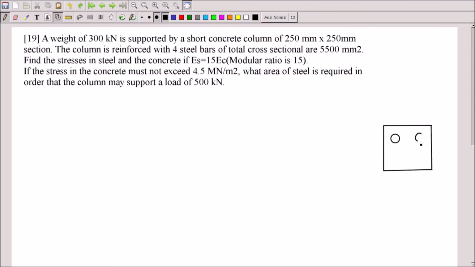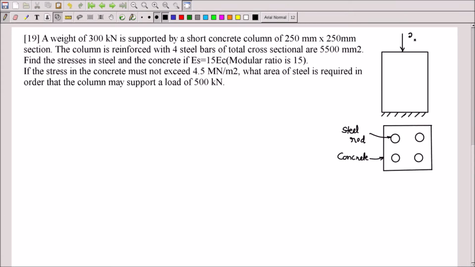So there are 4 steel bars of total cross-sectional area 5500. Normally they will be circular in cross section, so they are like this. 4 such bars. So these are steel members, and this is concrete. I have given the detailed sketch, top view and front view here, and the total load carried is 300 kilonewton. There are 4 steel rods, and the total cross-sectional area of all these 4 steel rods together is 5500 mm square.